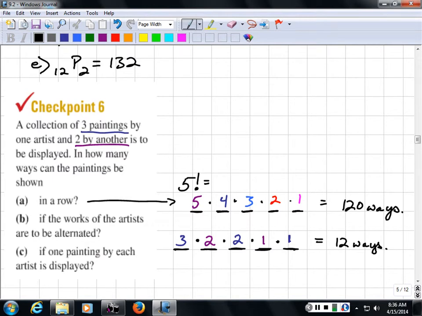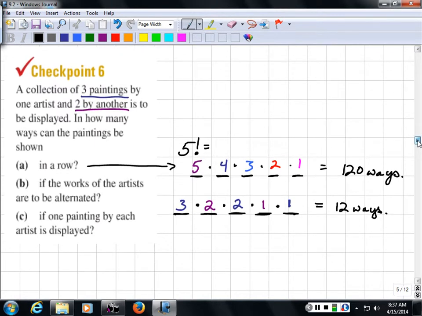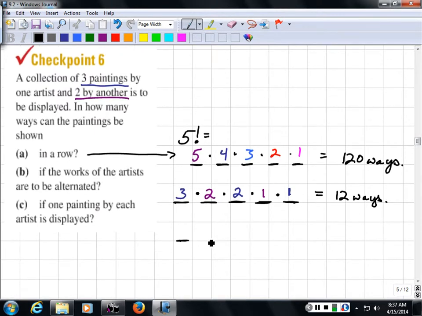Now, what about if one painting by each artist is displayed? It means I'm only going to hang 2 paintings, right? I'm going to pick one of the 3 from the first artist. Then I'm going to pick one of the 2 from the second artist. Multiply that together and get 6 ways. Okay. Does that make sense to you guys? Good.